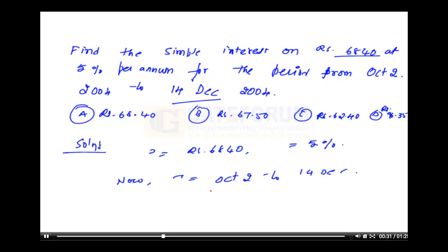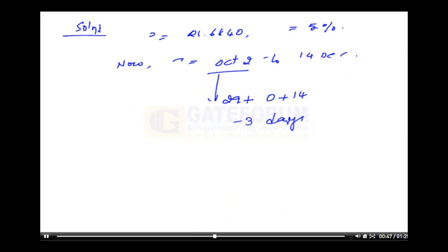Now, so 29 days of October plus 30 days of November and 14 days of December are included for the interest. So this will be totally 73 days. So the person has to pay the interest for this 73 days. But the time must be always in terms of years. So it is nothing but 73 by 365, which is 1 by 5.